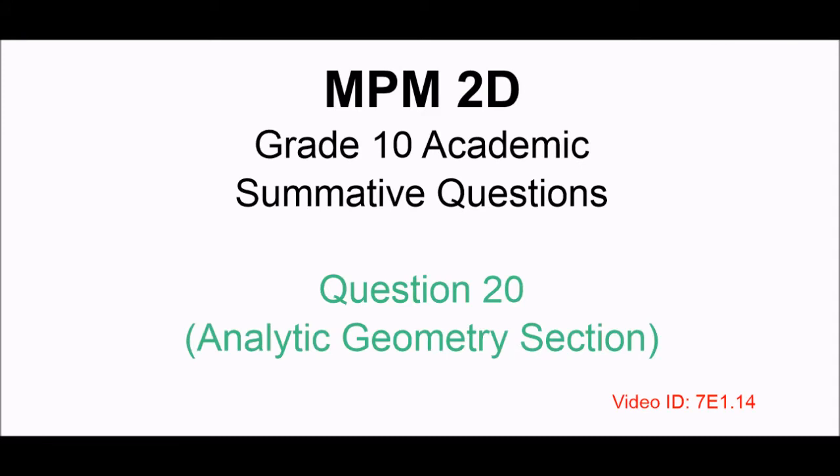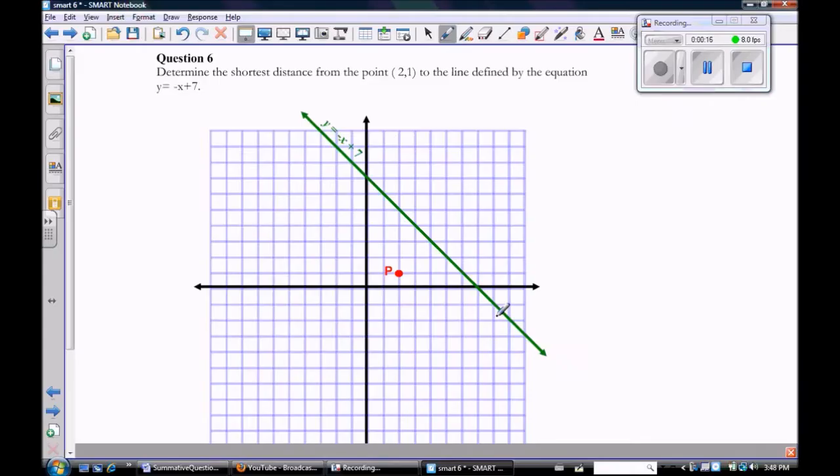This video is for grade 10 students who are working on the year-end summative. It's question number 20, which is from the Analytic Geometry section. It says, determine the shortest distance from the point (2, 1) to the line defined by this equation.